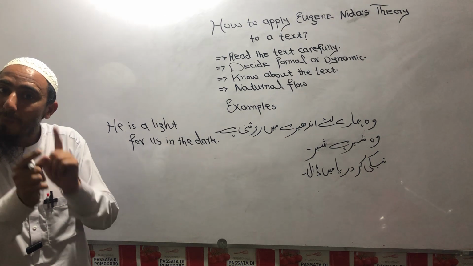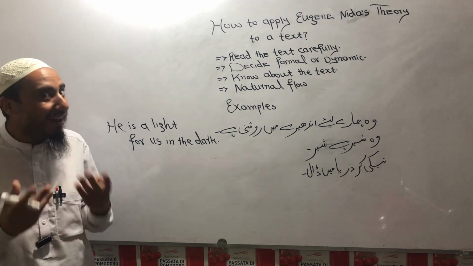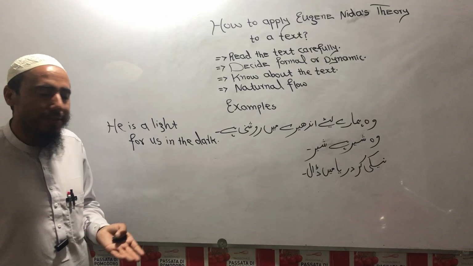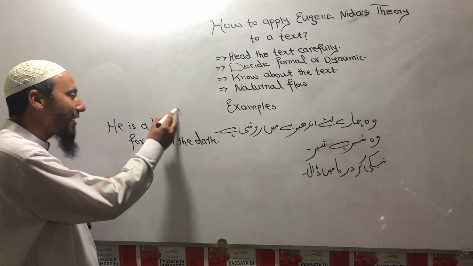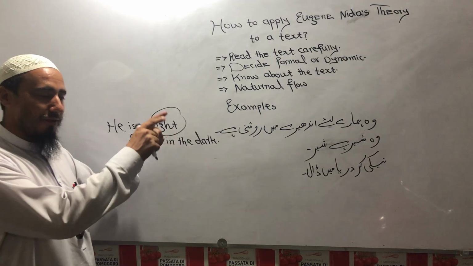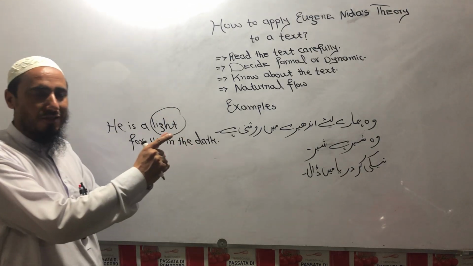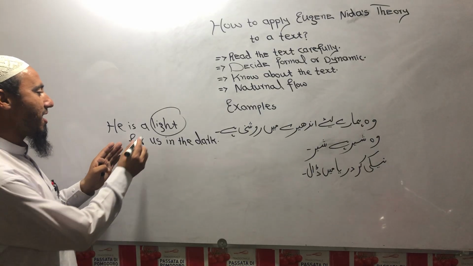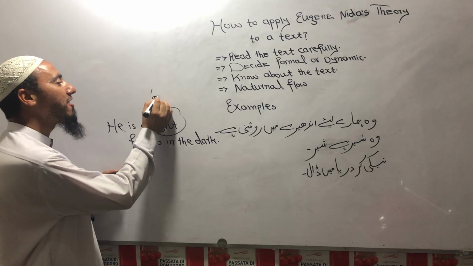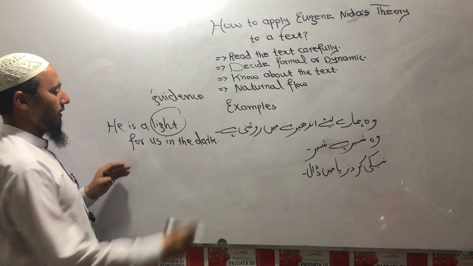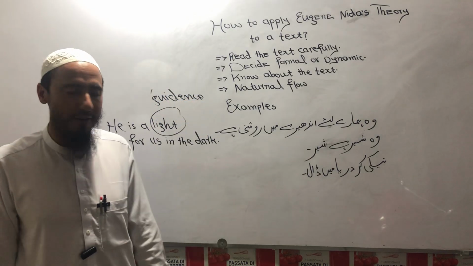As I told you, the person is actually a guidance for you because he guides you. You ask and he answers. So that's why here the light means guidance. So this is the literal meaning. But if you're talking about sense for sense translation or dynamic equivalence, the meaning is he is a guidance for us in the dark.